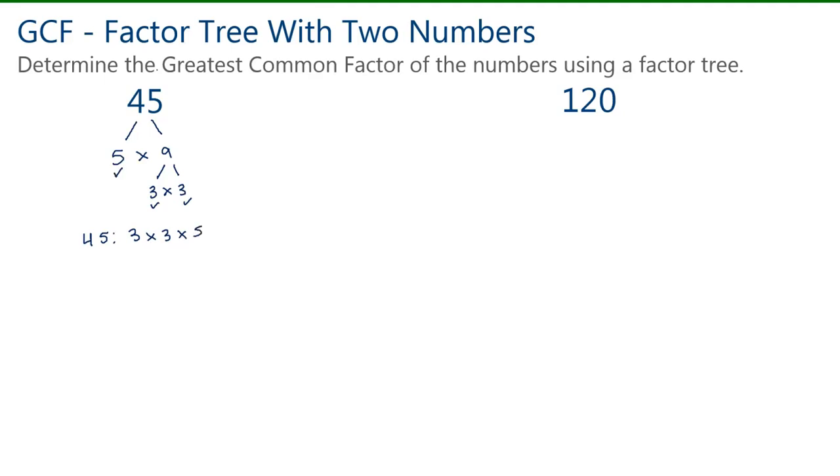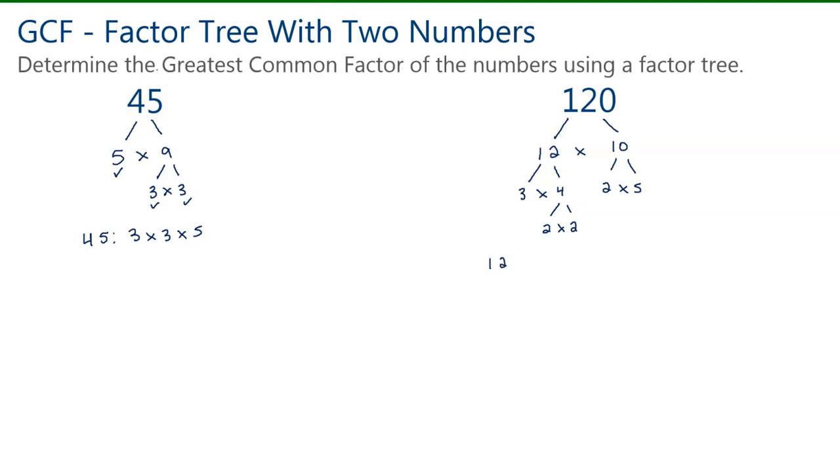Let's look at the 120. 120 can be written as 12 times 10, because it ends in 0. We can further factor the 12 as 3 times 4. We can further factor the 10 as 2 times 5. Now we can further factor the 4 as 2 times 2, and we have all prime factors.